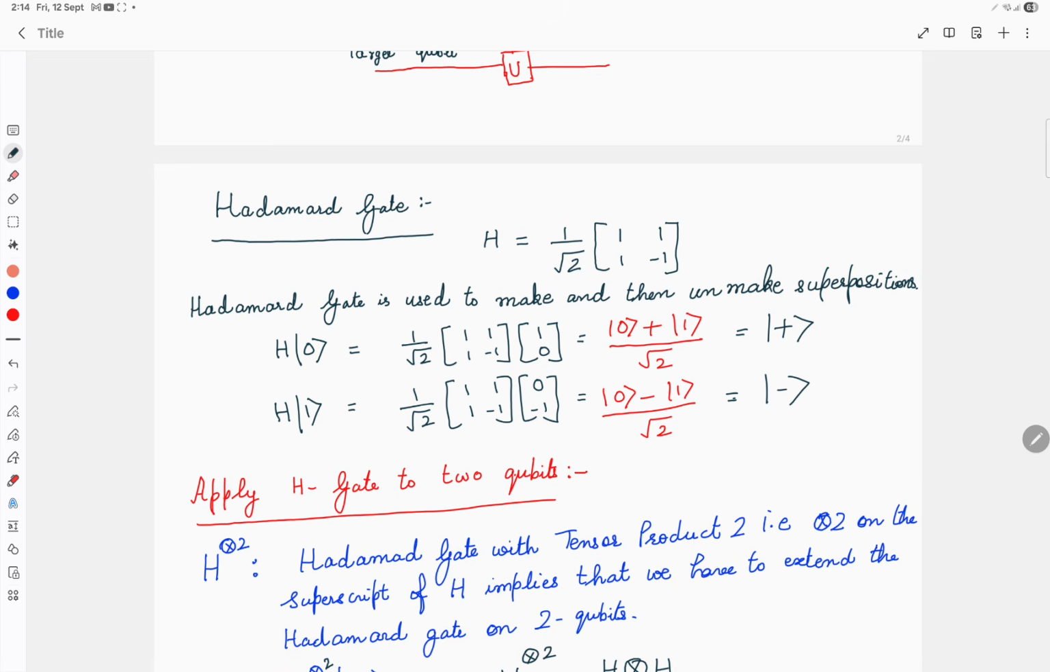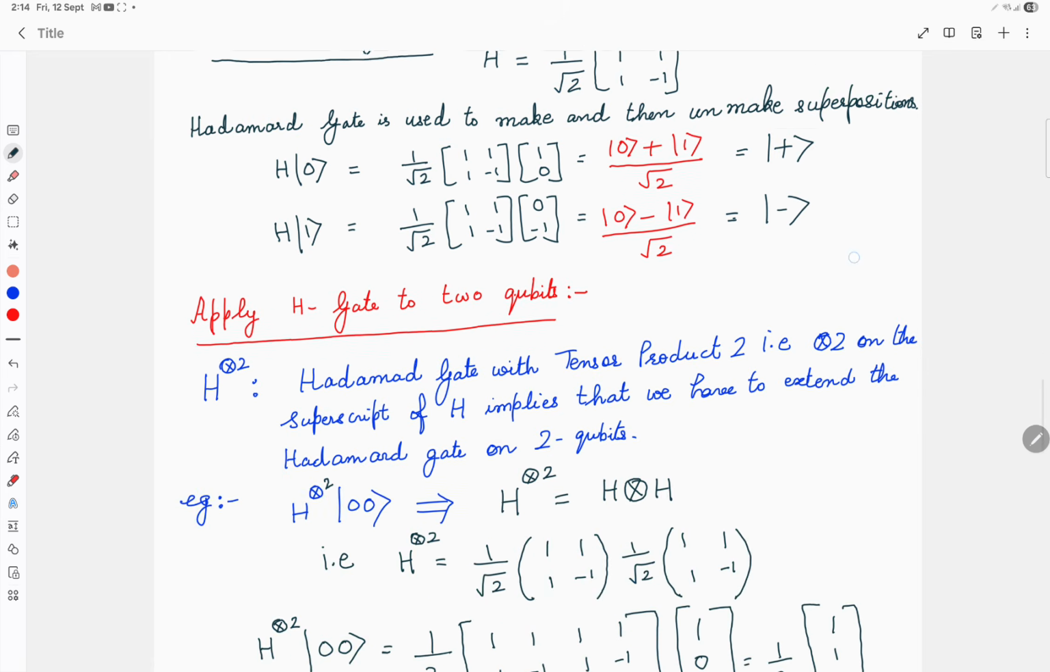Once you apply the Hadamard gate on ket 1, you will get a negative sign. So you will get ket 0 minus ket 1. You have to keep in mind, whenever you apply the Hadamard gate on ket 0, there will be a plus sign. Whenever you apply the Hadamard gate on ket 1, there will be a negative sign. And this overall state is termed as ket minus. So the application of H on ket 0 is ket plus, and the application of H on ket 1 is ket minus.